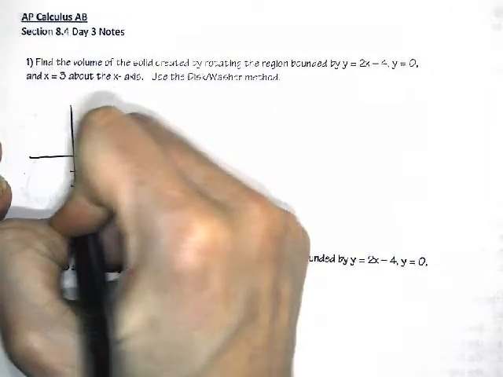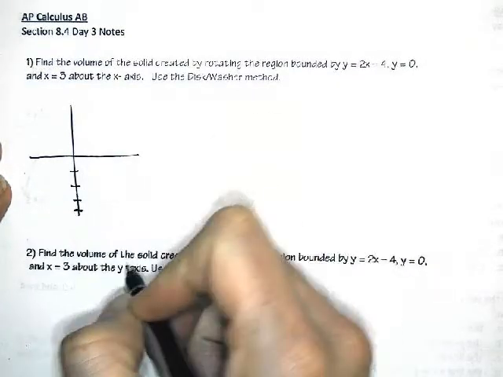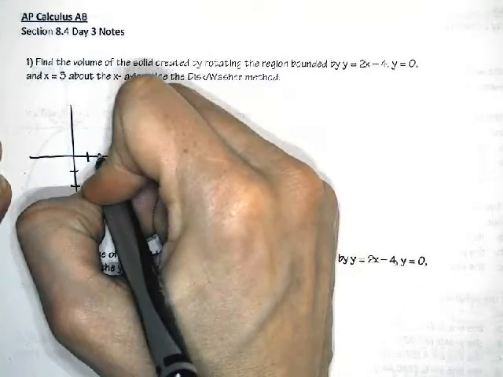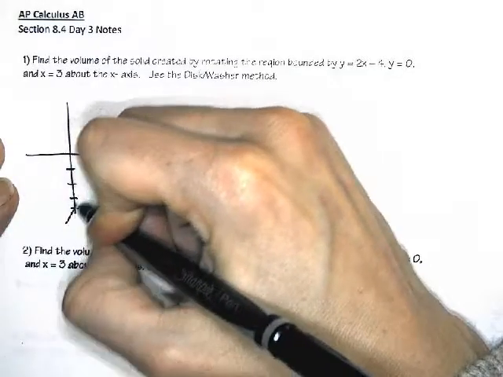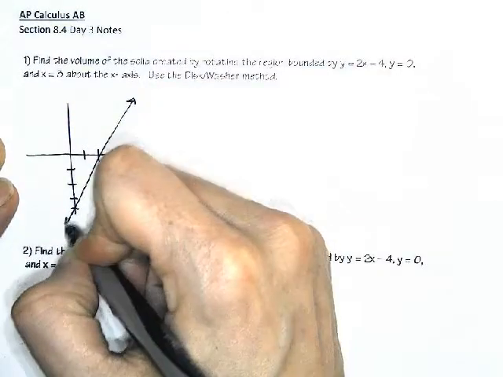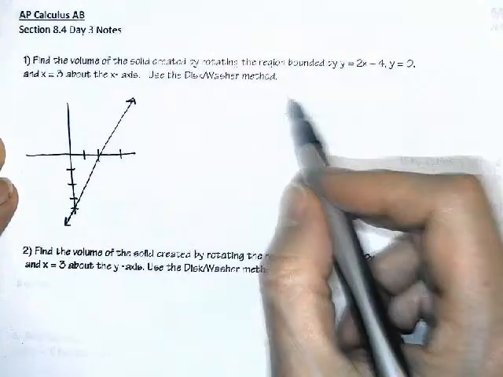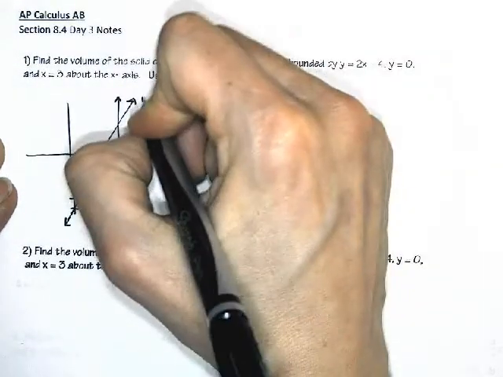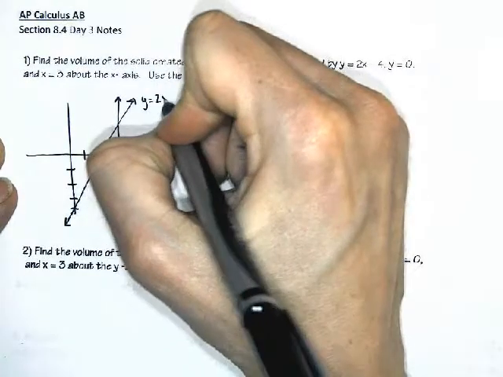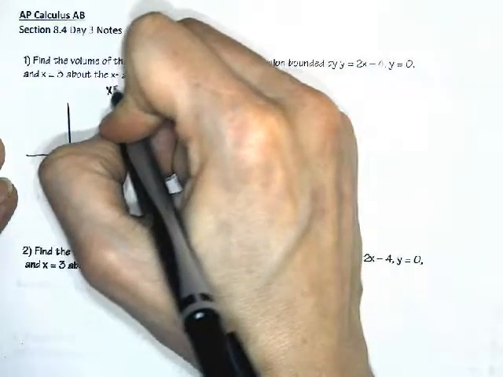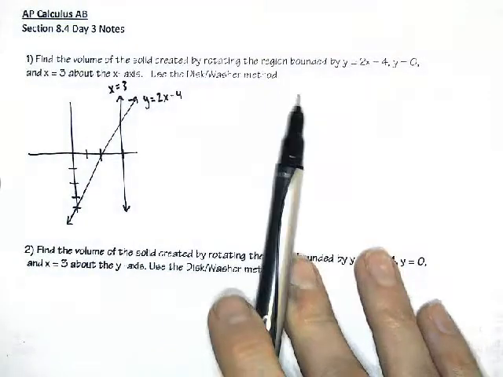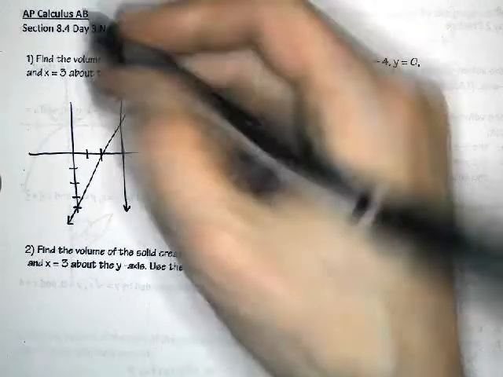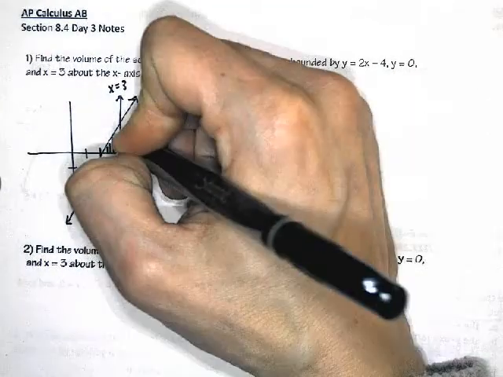So I know I've got a linear equation. The y-intercept is going to be -4. It's going to cross x at 2. So here's my line. And then I know that x equals 3 is also a boundary here. So I've got y equals 2x minus 4, and then here's x equals 3. So if I'm capturing the region bounded by 2x minus 4, y equals 0, which is the x-axis, and x equals 3, I'm taking this region here.